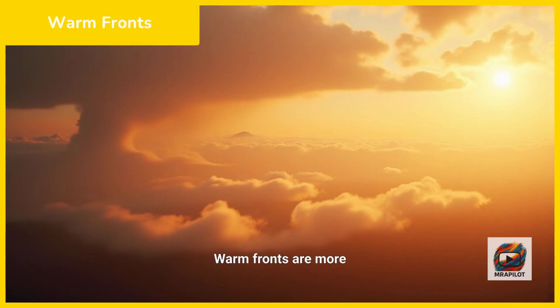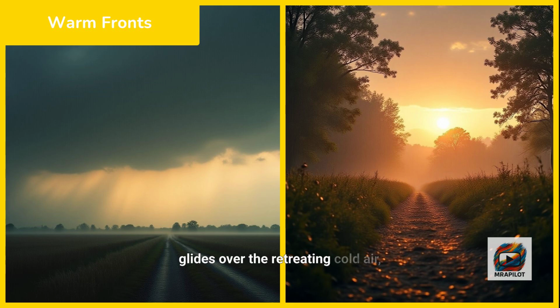Warm fronts are more gradual. Warm air glides over the retreating cold air, forming layered clouds like stratus and nimbostratus. Precipitation is more widespread, but less intense, think steady rain and fog.